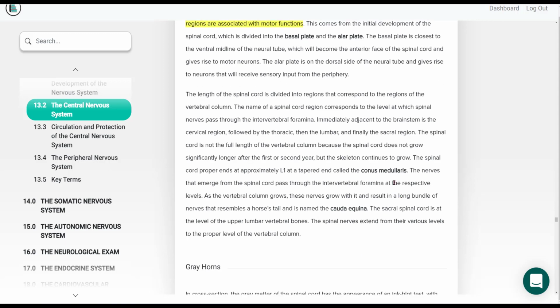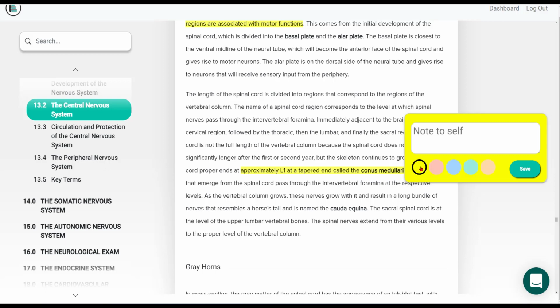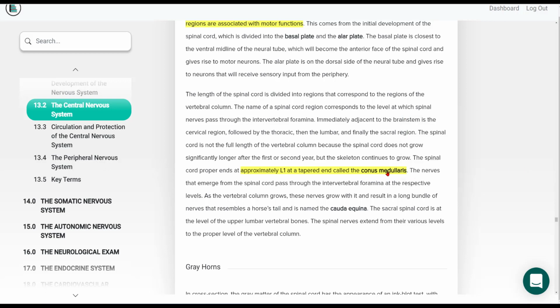And here are a couple more words, and then we'll look at a picture, okay? So the spinal cord comes down, and it ends at approximately L1 at a tapered end called the conus medullaris. I want you to imagine a sharpened pencil, and you're holding the pencil by the eraser, and the pencil is hanging down, and at the bottom you have the point, right, where you write with. So the spinal cord is the length of that pencil. Where it tapers off at the point, that is the conus medullaris.